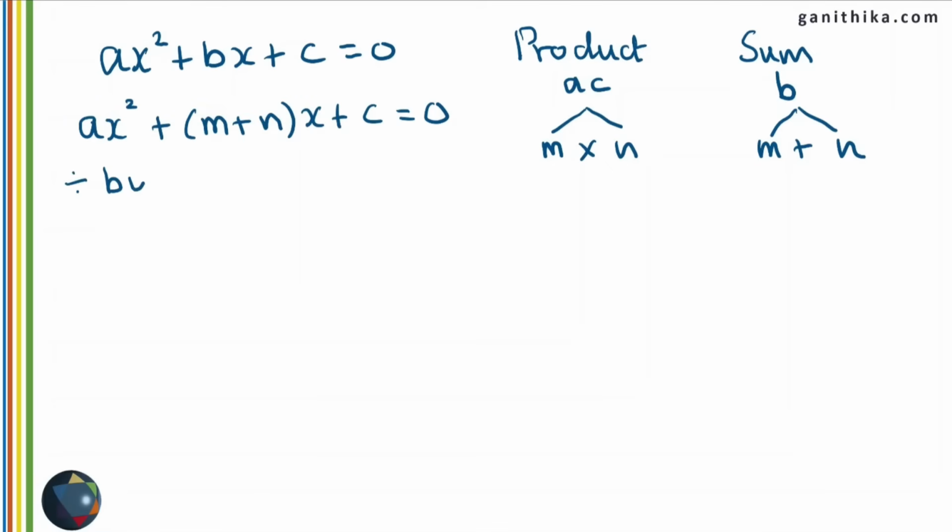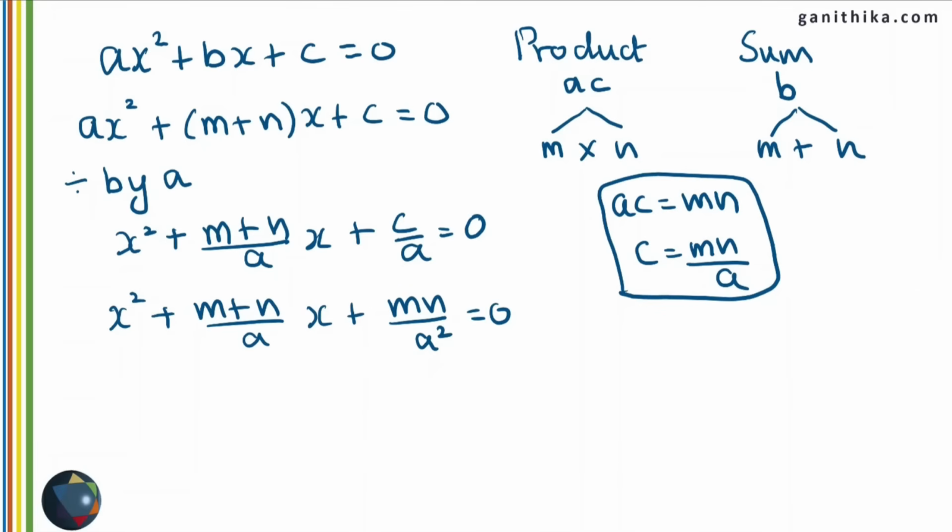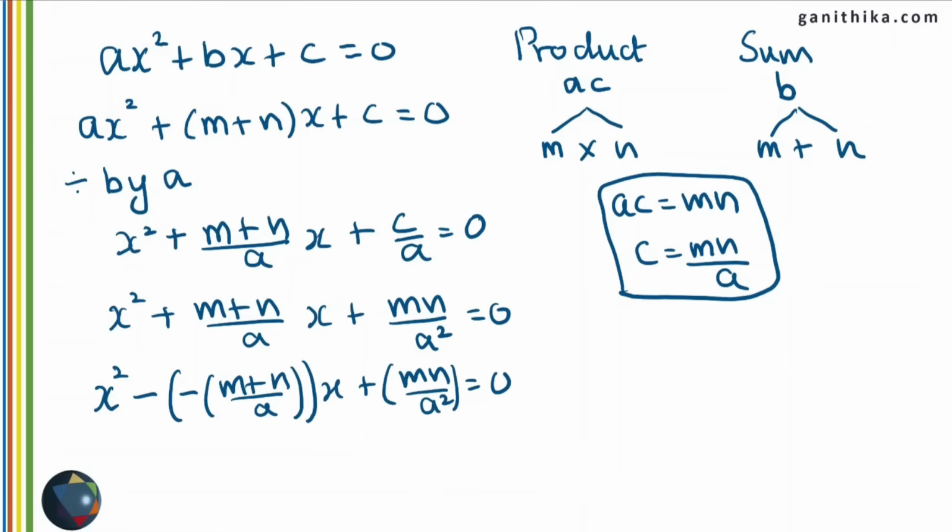Now let us divide this equation by the leading coefficient a. Now we have ac equal to mn because m times n gives you ac, and therefore c is equal to mn over a. That is going to be substituted in the place of c in the equation, which gives me the constant as mn over a². Rewriting this as x² minus of minus (m plus n) over a, I am just changing the plus into 2 minus here, and the remaining things are left as it is.